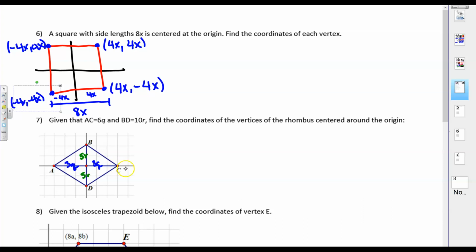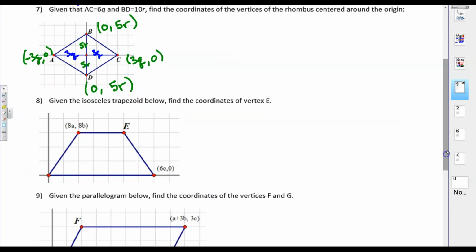So that means that the point C is at the point 3q comma 0. B is going to be at 0 comma 5r because it's 5r up. A is going to be at negative 3q comma 0 because it's 3q to the left. And D is going to be at 0 comma positive 5r.